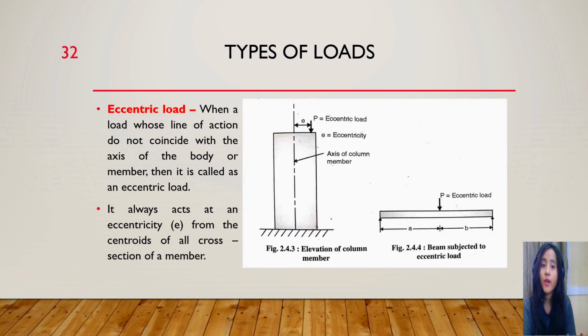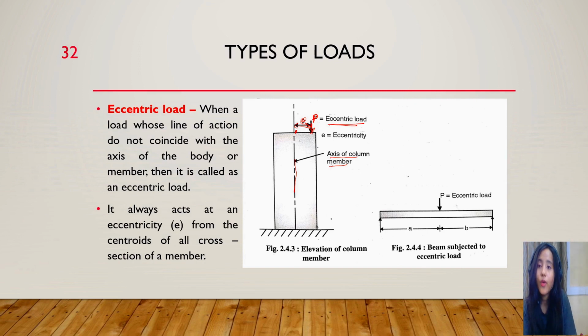Next, we have eccentric load. Now here, this line is my axis of the column, and along the axis, if a load is acting away from the axis, then this distance here is known as the eccentric distance, and the load produced at this point here is an eccentric load.